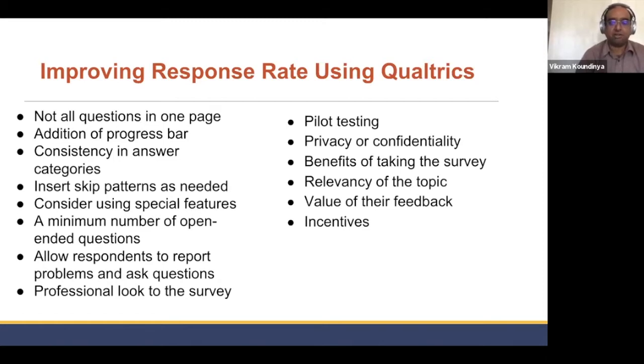And also, as we discussed last week, pilot testing is really important before you send out the main survey. Have a pilot test done, and assure confidentiality or privacy in the introduction welcome screen. And also briefly tell how the community may benefit if they take the survey and participate, because the psychology literature states that if people see a value in what they're contributing to the lives of other people, they are more likely to participate. And also have some kind of incentives. We'll cover a little bit about incentives in the next few slides.